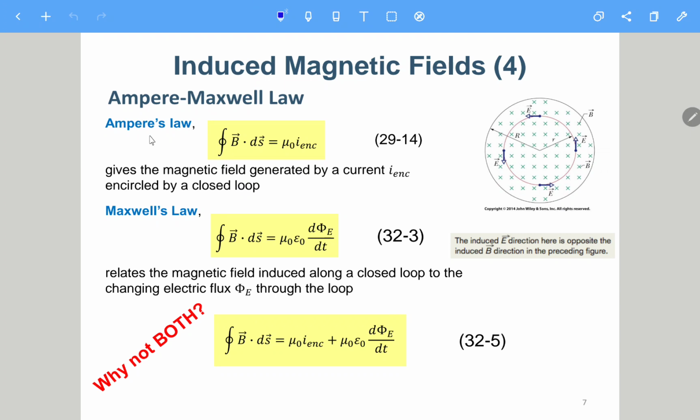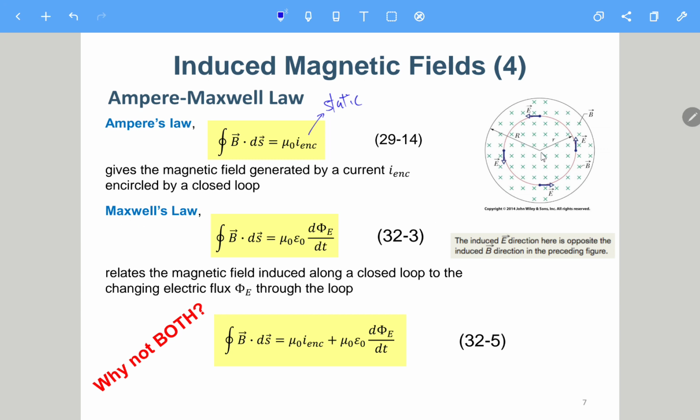As I mentioned in chapter 29, we have Ampere's law. We have this one on the left side, and then for Maxwell's law there is still the same left side, but with a different right hand side. So you may ask, when should we use this one and when should we use that one? You should consider that if this I is a static current, which means it does not change at different times, then we can use this one.